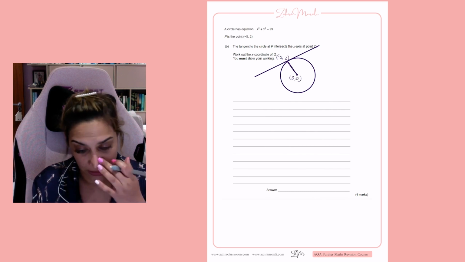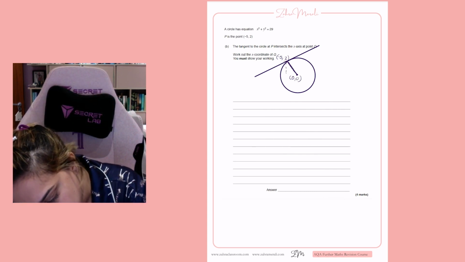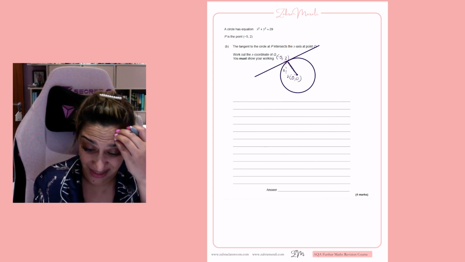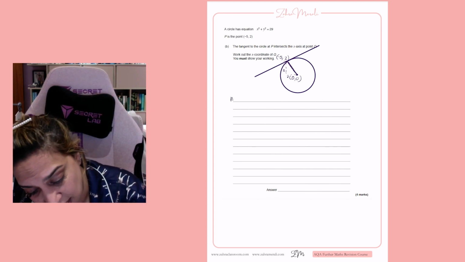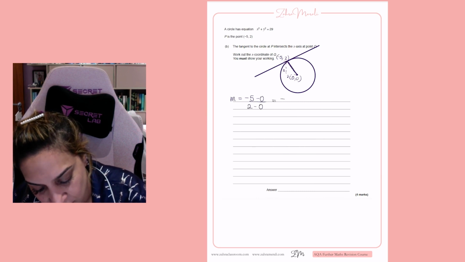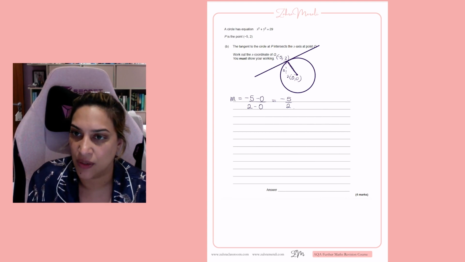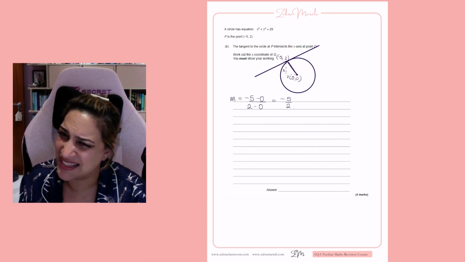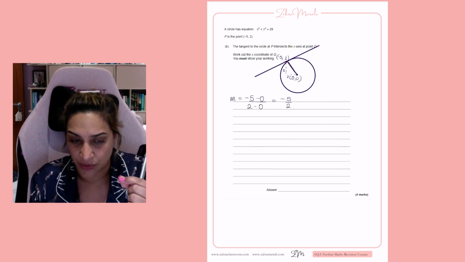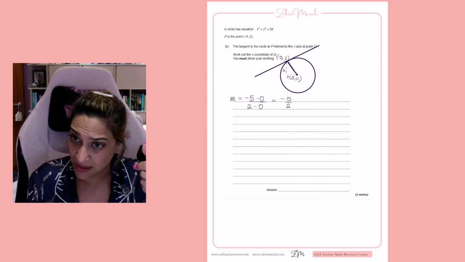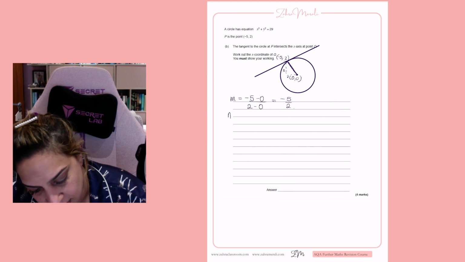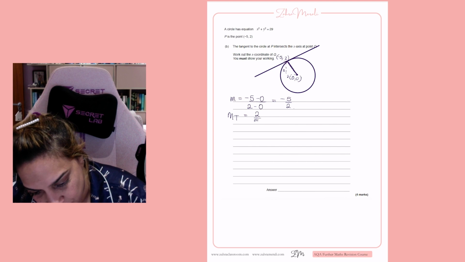We can use y1 and y2, we can do our rise over run, it doesn't really matter. So we've got our m, which will be (-5 − 0) over (2 − 0), so -5/2. And we sense check, is it negative? Yes, we've done that right. Now the tangent is the negative reciprocal, which means you flip it and you change the sign. So if that's the m of the radius to the point, then m of the tangent is 2/5.